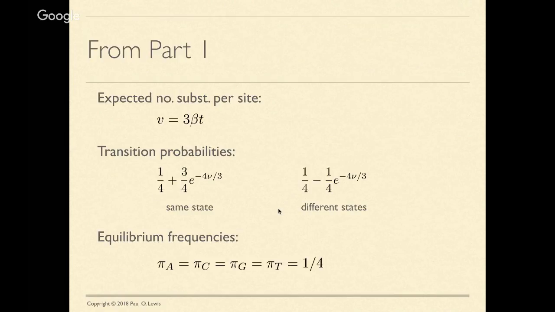The equilibrium frequencies, thus, are the frequencies you get if you run this process for a long time. And for the Jukes Cantor model, this very simple model, those all will be 1/4. And so if you run it for a long time, you end up with a 1/4 probability of seeing any particular state, regardless of what state you started with.